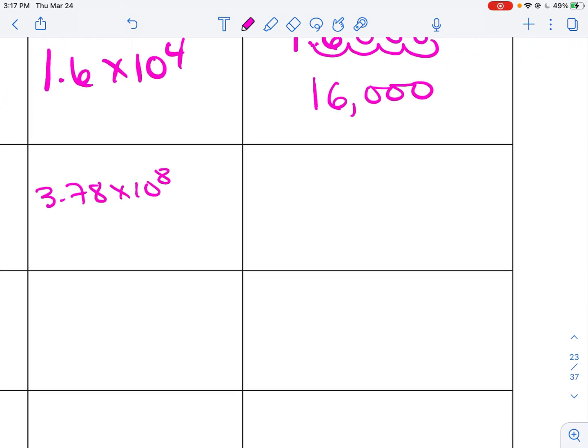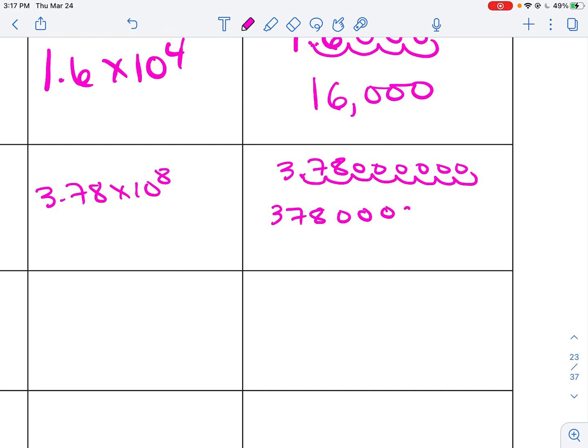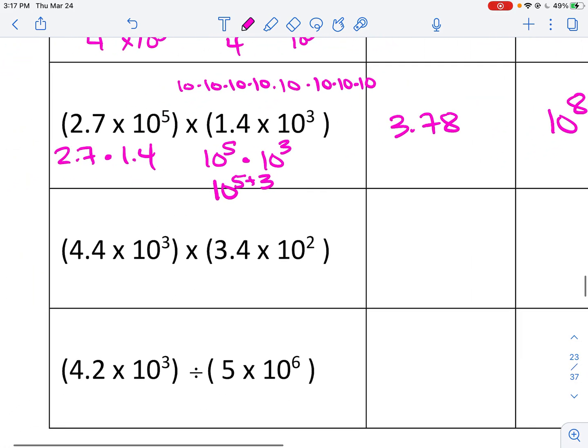Now, since 8 is a positive number, I need to make 3.78 into a bigger number. 1, 2, 3, 4, 5, 6, 7, 8. So 3, 7, 8. I was just making sure I had enough zeros. And there we are.